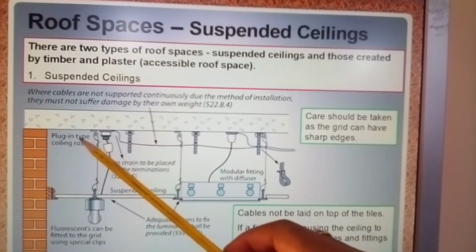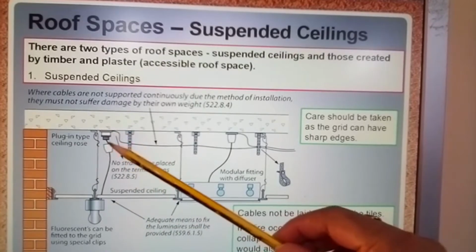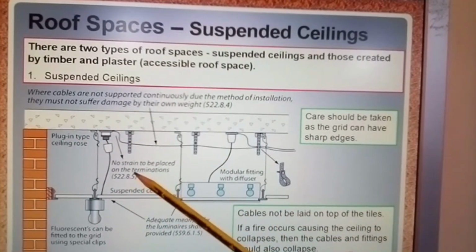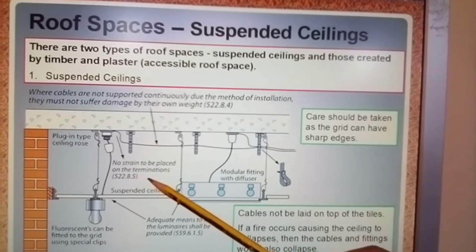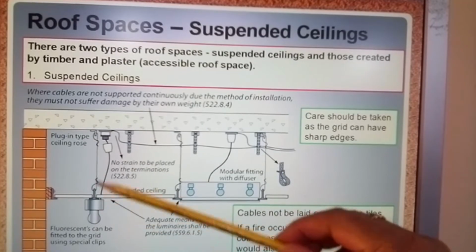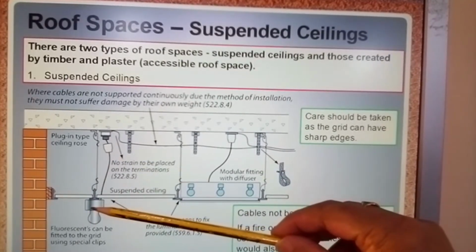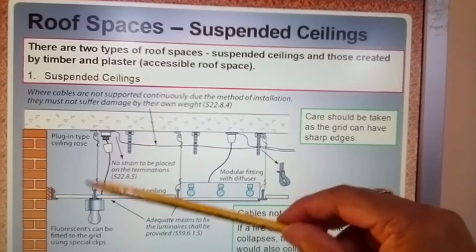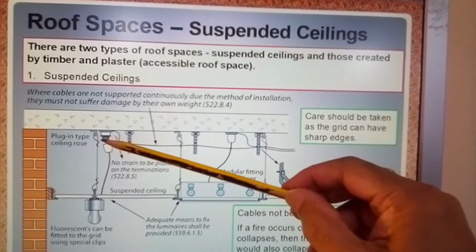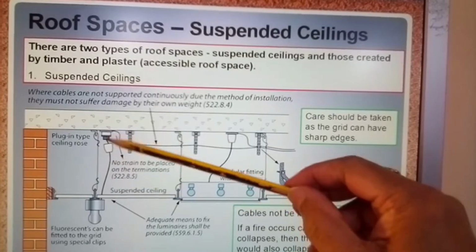Now here, plug-in type of ceiling roses, okay, here. So all it's showing you is how the ceiling rose has been connected, okay. No strain to be placed on the terminations, okay. So you will support your lighting fitting. Doesn't matter what kind of fitting it is, whether it's a fluorescent fitting or otherwise, there must not be any strain on your cables here whatsoever, okay.